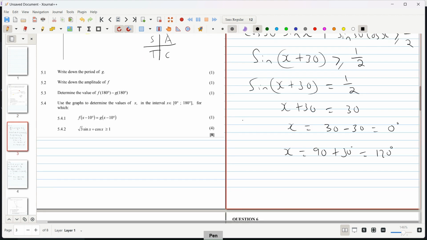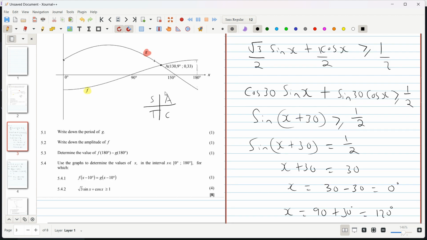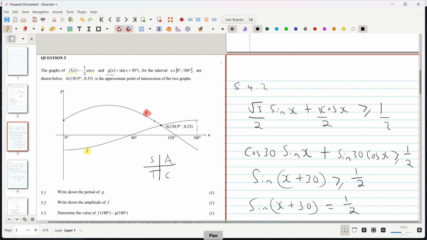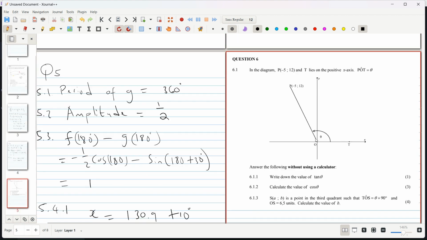So our x value will be 0 to x equals 120. For the sine of x plus 30 to be greater than or equal to half, you can see this is half here. So for it to be greater than or equal to half, it must be somewhere here, in between the interval of 0 and 120. Okay, so we're done with this question.